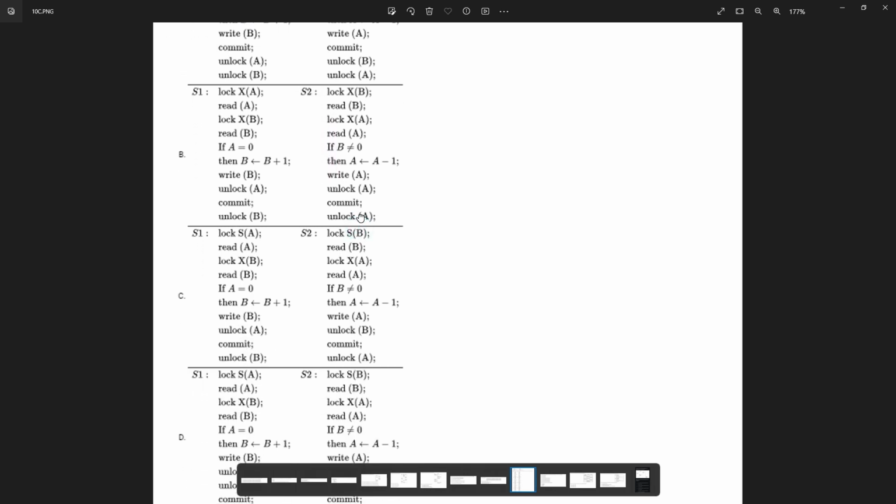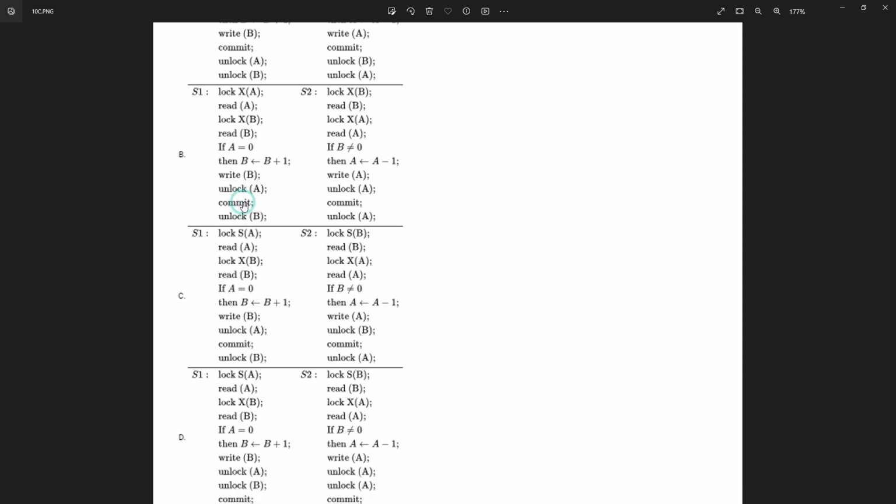What about option B? In option B, if you observe here, write of B, unlock of B. But as I performed a write operation, unlock of B requires what? A commit operation. But is there any commit for write of B? Yes, right? Unlock A requires commit. That is rigorous 2PL, right? In strict 2PL, we are going to consider only write operations, right? Write of B, we require unlock of B for the commit operation. Yes, done. There is no problem.